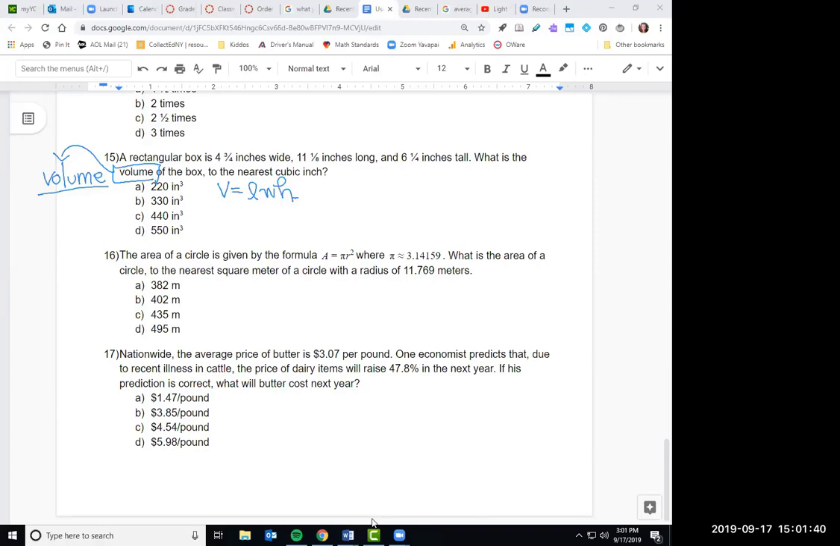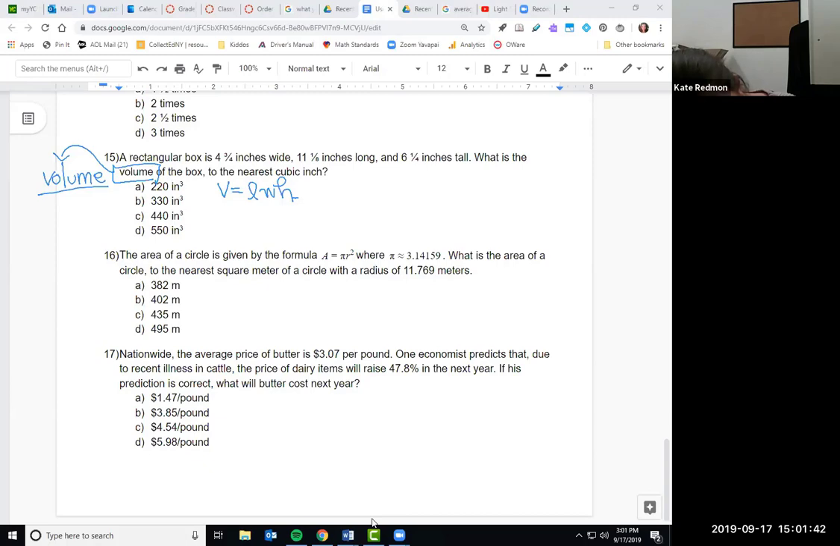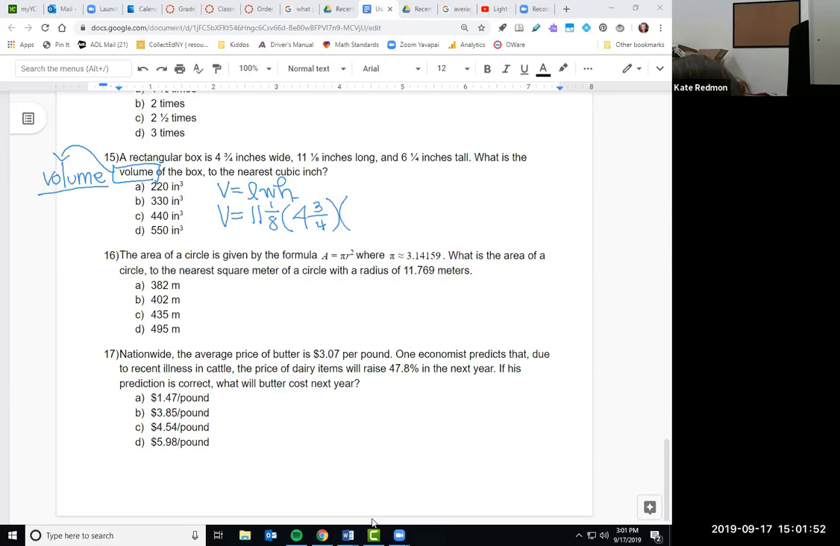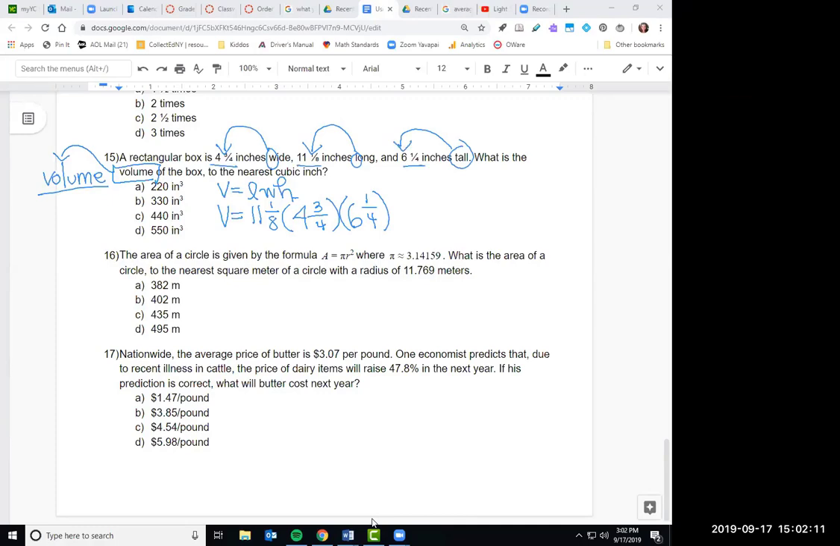So there's my volume formula. I would have to multiply my three dimensions: my length, my width, and my height, which is the same as how tall something is. I'm kind of moving quickly through how to plug into the GED formula sheet. The volume, does it really matter the way you set up the problem?